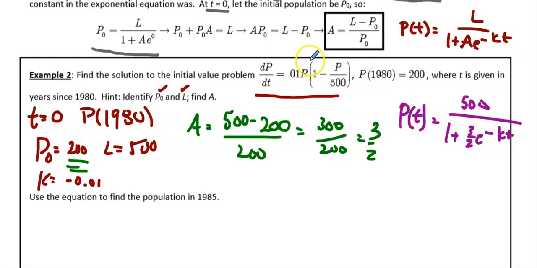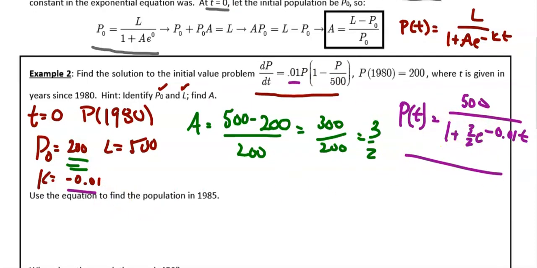So now what we need to do is figure out what our k value is. Well, we already know what k is, right? K is given to us right here. So we can actually now erase this little piece and say that k is going to be 0.01 t. So we now have the equation that we need to find out the next part of these problems.